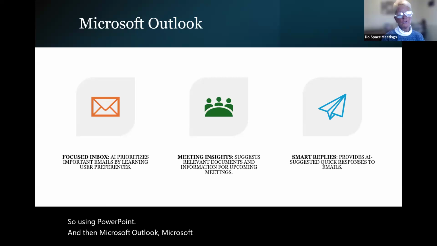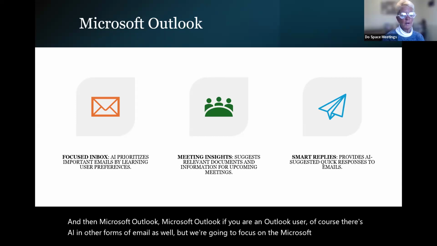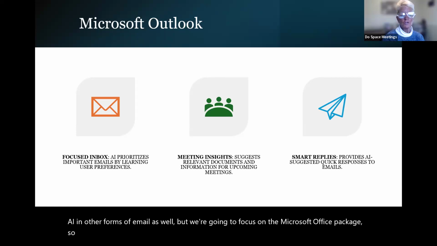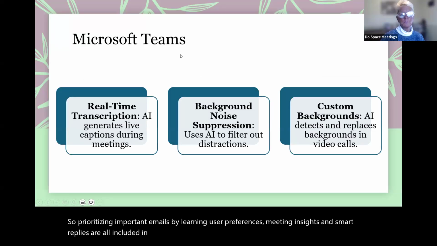If you are an Outlook user, of course, there's AI in other forms of email as well, but we're going to focus on the Microsoft Office package. So prioritizing important emails by learning user preferences, meeting insights, and smart replies are all included in that.